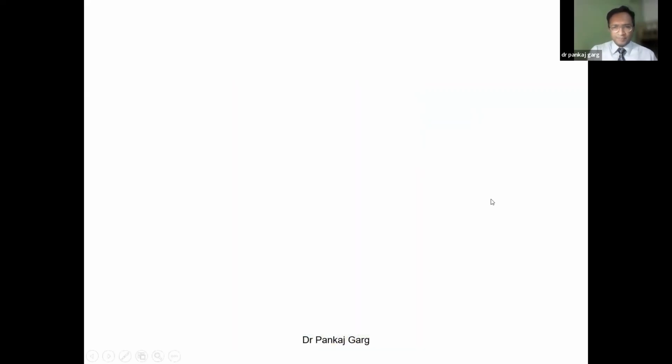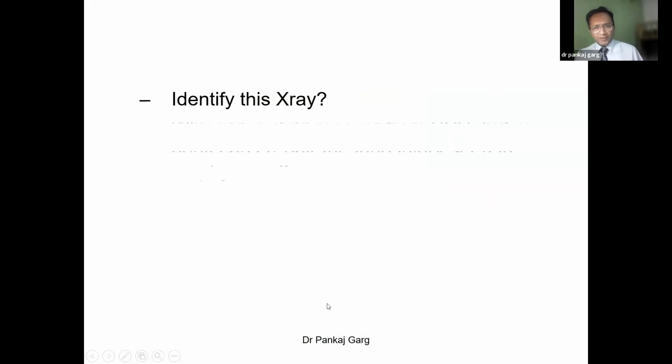Okay. Now the question is, identify this X-ray. PIE, right? This is pulmonary interstitial emphysema, very right. PIE, correct. So most of you have picked up correctly.